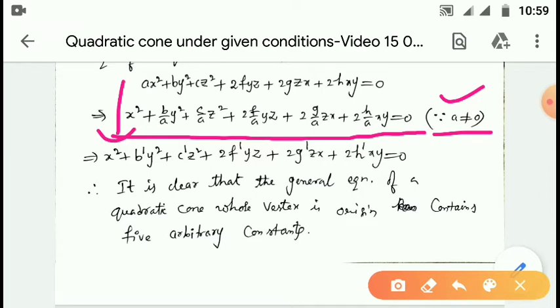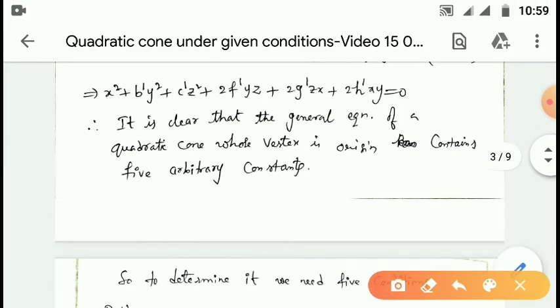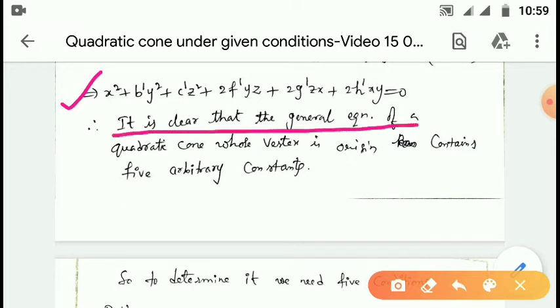So let b by a is equal to b dash, c by a is equal to c dash, f by a is equal to f dash, g by a is equal to g dash, h by a is equal to h dash. Therefore the equation turns like this: x square plus b prime y square plus c prime z square plus 2f prime yz plus 2g prime zx plus 2h prime xy is equal to 0. So it is clear how many variables are in this equation: b dash, c dash, f dash, g dash, h dash. Therefore in this equation there are 5 arbitrary constants.